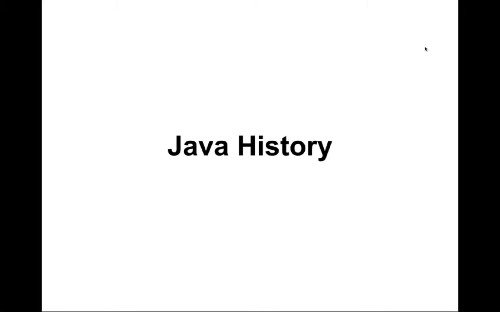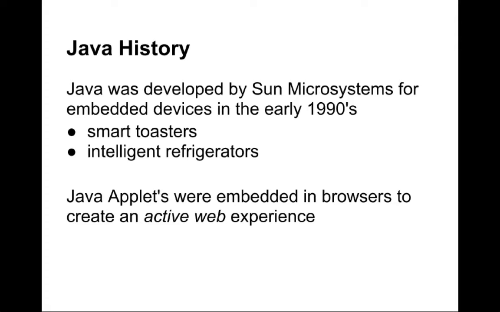Okay, Java was developed by Sun Microsystems for embedded devices in the early 1990s. So at the time, Sun Microsystems thought people were ready for smart toasters and intelligent refrigerators. Sadly, however, they were not. And these were devices that might not have had sophisticated operating systems.